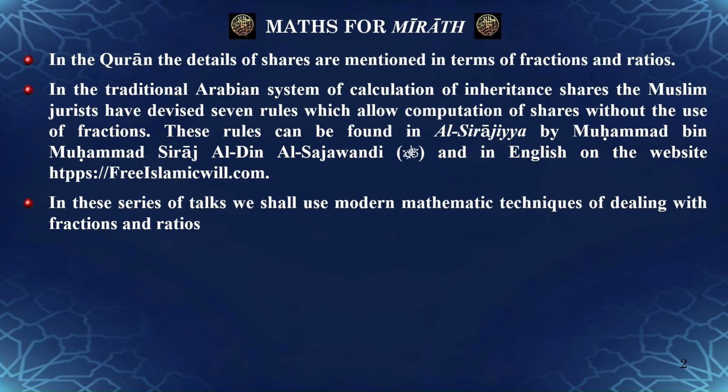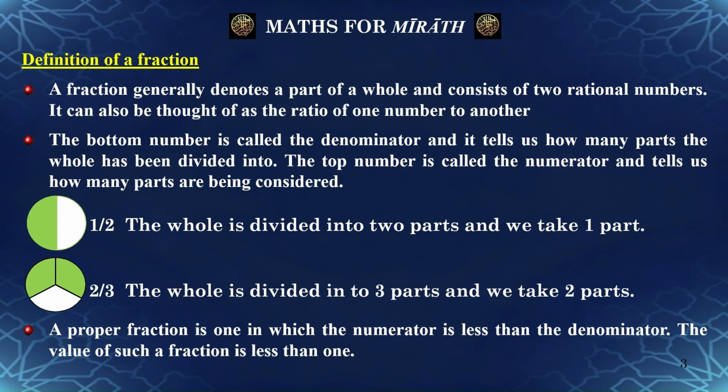inheritance shares. A fraction generally denotes a part of a whole and consists of 2 rational numbers. It can also be thought of as the ratio of one number to another. The bottom number is called the denominator, and it tells us how many parts the whole has been divided into. The top number is called the numerator and tells us how many parts are being considered. For instance, 1/2 means the whole is divided into 2 parts and we take 1 part, and 2/3 means the whole is divided into 3 parts and we take 2 parts.